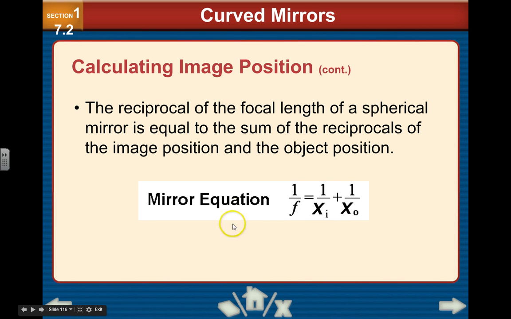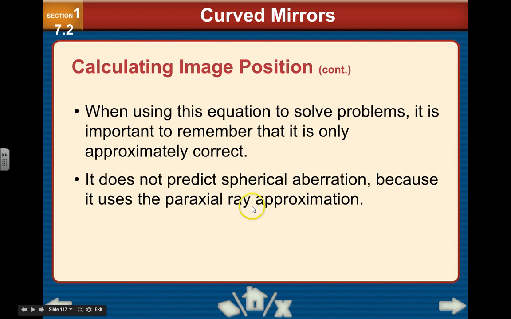And so for spherical mirrors, and actually this applies whether it's convex or concave, believe it or not, we'll see how this works out, the reciprocal of the focal length, 1 over f, is going to be equal to 1 over x_i plus 1 over x_o. So 1 over the distance to the image plus 1 over the distance to the object is equal to 1 over the focal length. We have to use reciprocals. Other than that, it's a pretty straightforward formula. It doesn't predict the aberration because it uses paraxial rays, so just keep that in mind.